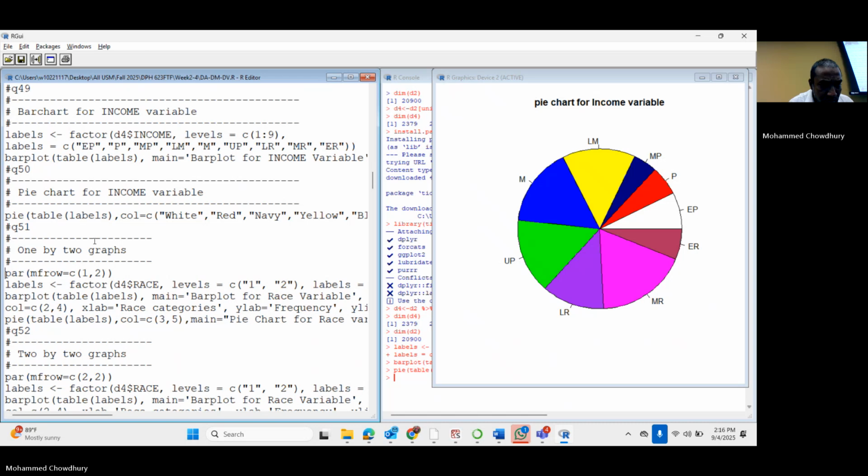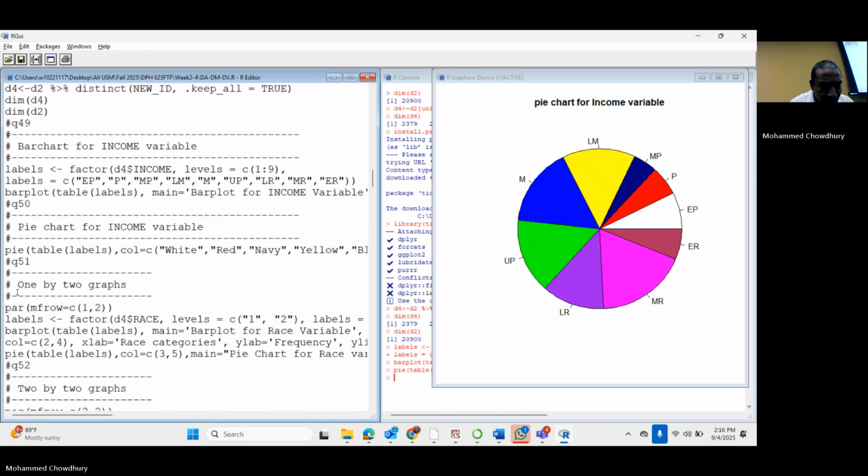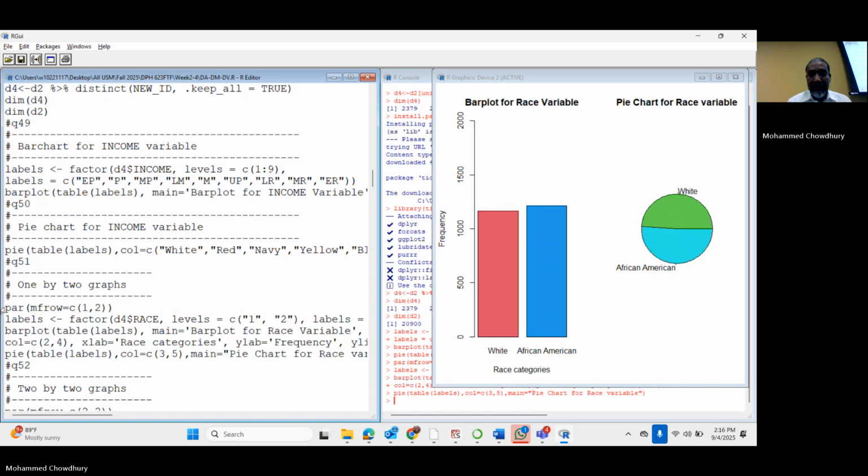Now I want to show you the 2 figures of the white race, the white and African American, in bar chart as well as pie chart. Okay, 2 figures, 1 row and 2 column. Are you seeing 1 row? This is the 1 row and this is the 2 column, 2 figures. Okay, the 1 comma 2.